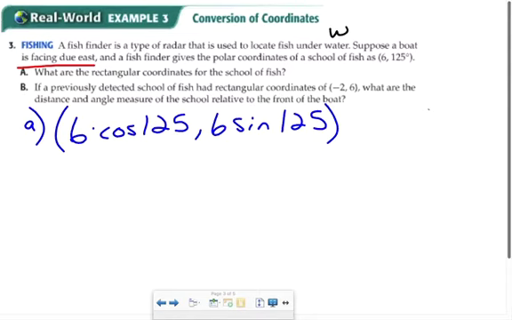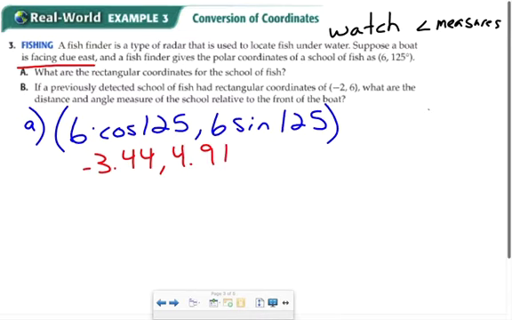So, watch angle measures. Make a note to yourself. So now that my calculator is in degrees, 6 times 125 cosine is negative 3.44, comma, 6 times the sine of 125 is positive 4.91. There's part A.